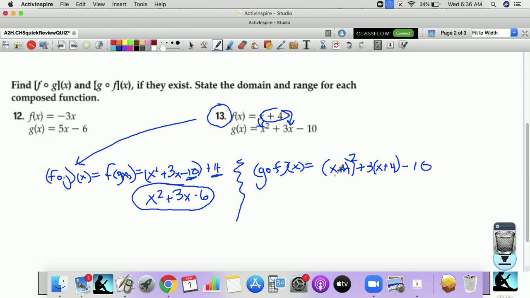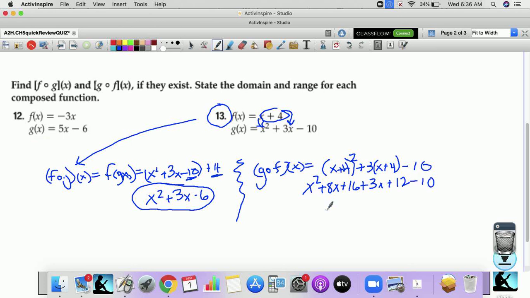So x plus 4 squared, I have kind of that shortcut for if I times something by itself. You could just do double distribution. It is going to end up being x squared plus 8x plus 16. This I can distribute across. It's going to become a plus 3x plus 12. And then I'm going to just bring down my minus 10.